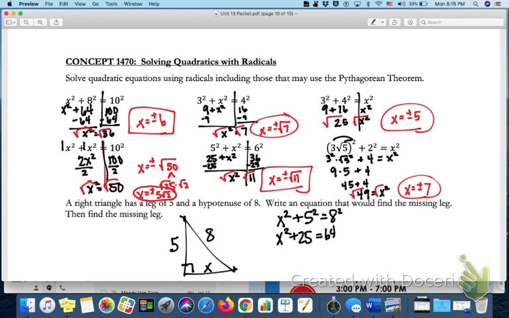When I simplify that, x squared plus 25 equals 64. I'm going to subtract 25 from each side and get x squared is equal to 39. 39 doesn't have any perfect squares that it's divisible by, so we're going to take the square root of each side, and x equals positive or negative square root of 39. Because we're talking about distance or a side length, we're just going to have the positive, x equals square root 39.